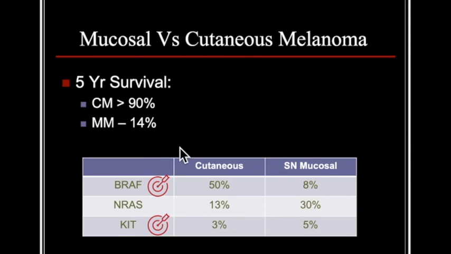Interestingly, if we compare this to cutaneous melanomas, they have different mutations and different survival rates. Cutaneous melanoma, there's a 90% survival rate. Mucosal melanoma, 14% survival rate.